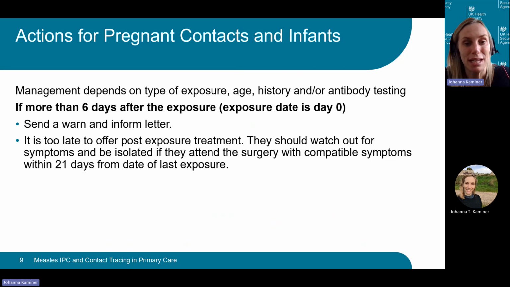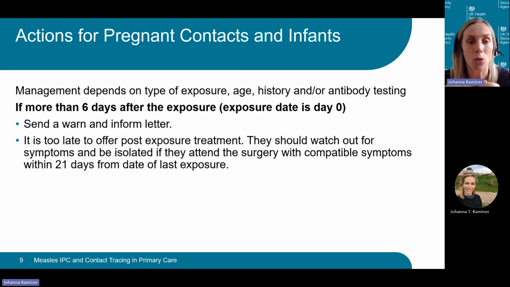What I've spoken about earlier in terms of the pregnant contacts and infants is that the management depends on whether the exposure event happened within 6 days. But if more than 6 days after the exposure have passed, then it would be too late to offer post-exposure treatment and a warn and inform letter should be sent.